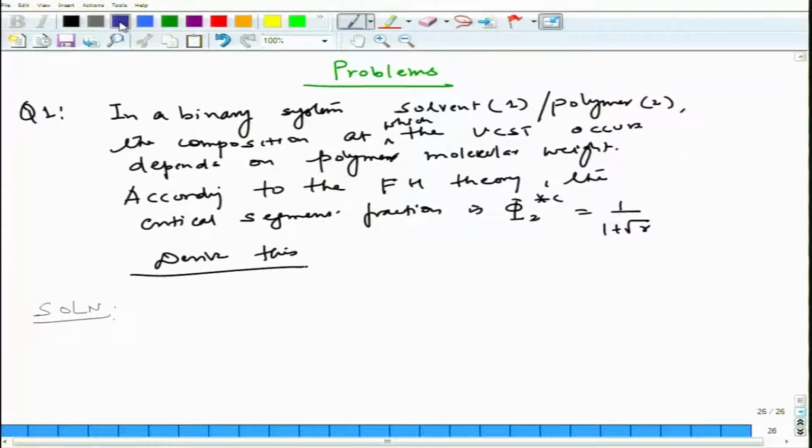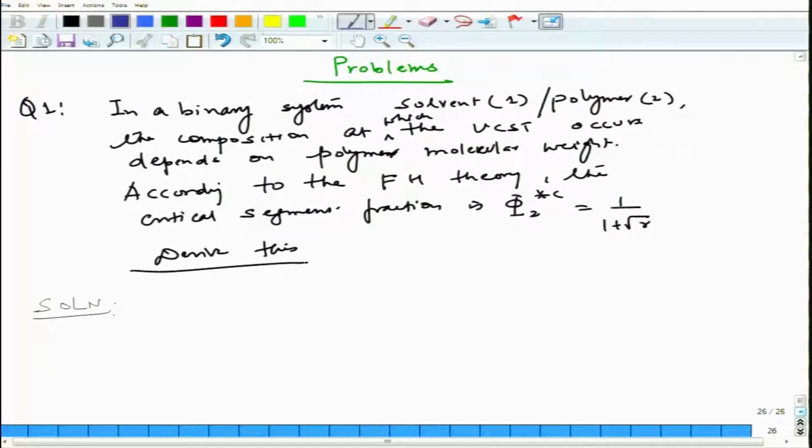Welcome back. In this last lecture of the course, I will be describing 3 problems. So let us start with the first problem. The first problem states that in a binary solution system of solvent and polymer, solvent is represented by 1 and polymer by 2, the composition at which the UCST occurs depends on the polymer molecular weight. According to the Flory-Huggins theory, the critical segment fraction is 1 by 1 plus root r, where r is the number of segments. Now, what is being asked is to derive this particular segment fraction.